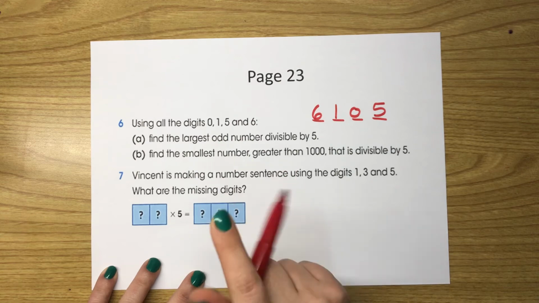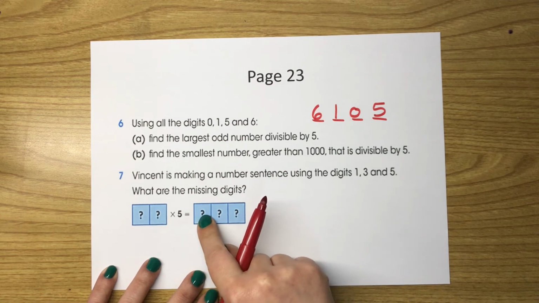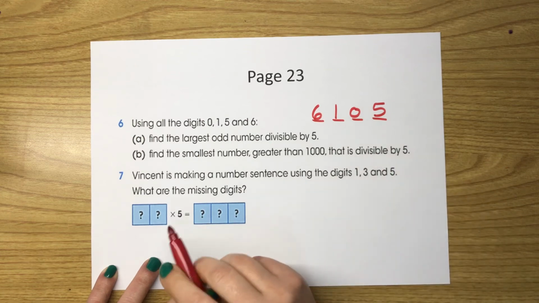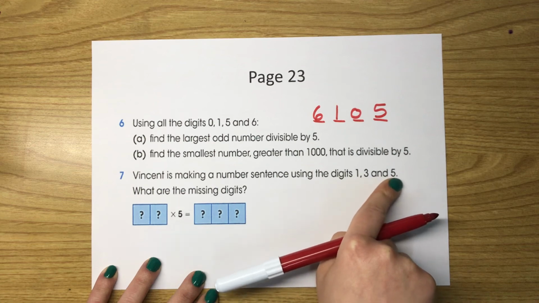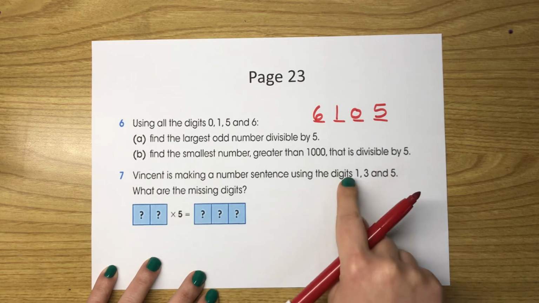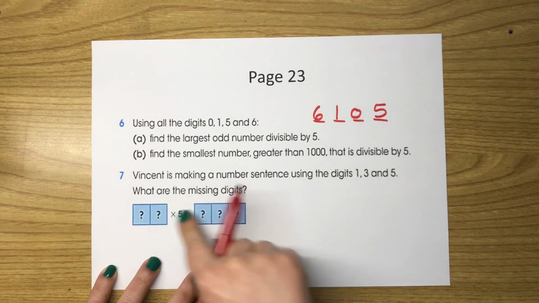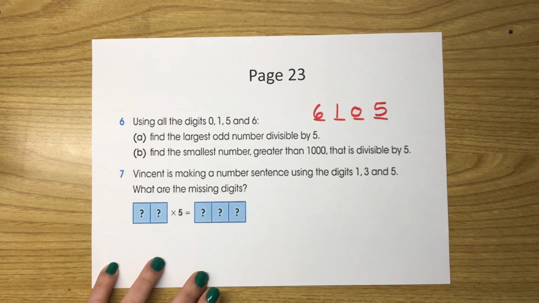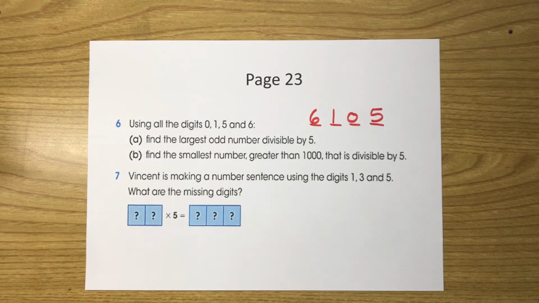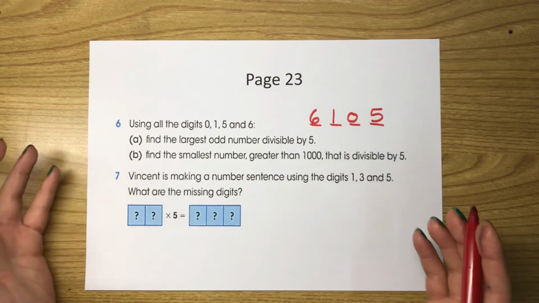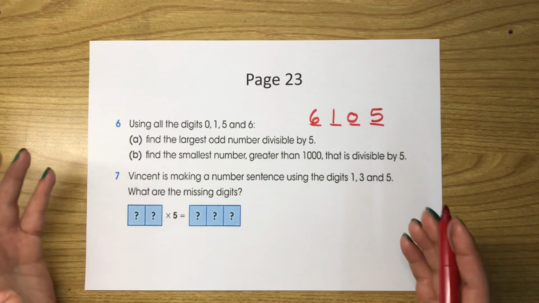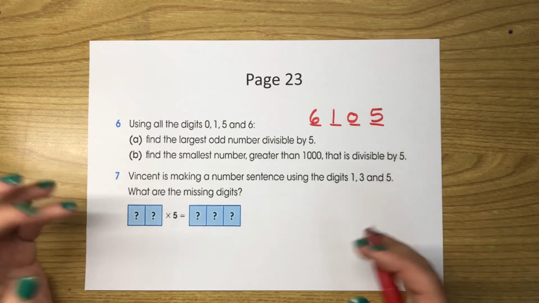Question number 7, you are going to have fun with it too. This is going to be homework, but I'm going to explain it a little bit. Vincent is making a number sentence using the digits 1, 3, and 5. What are the missing digits? So you have only to use 1, 3, and 5 in these missing digits. In questions such as these, guys, there is no rule. There is a method of solving questions such as these. It's called trial and error. That means you have to put some examples, try them, and if it works, you've got your answer. If it didn't work, you have to find another example or another way.